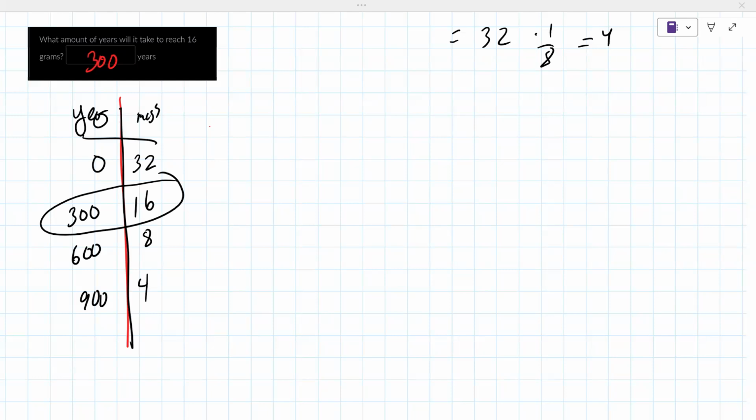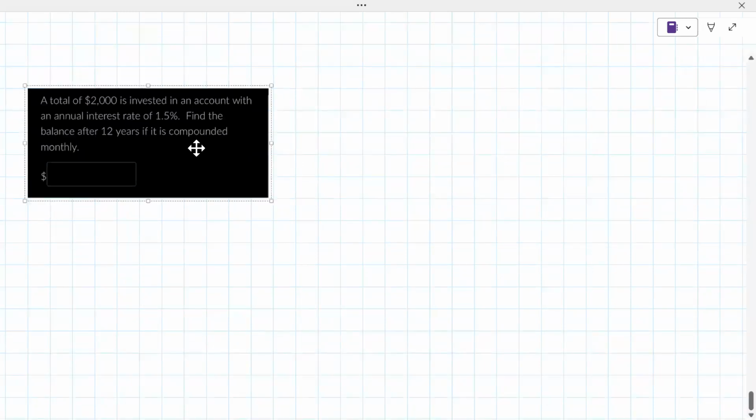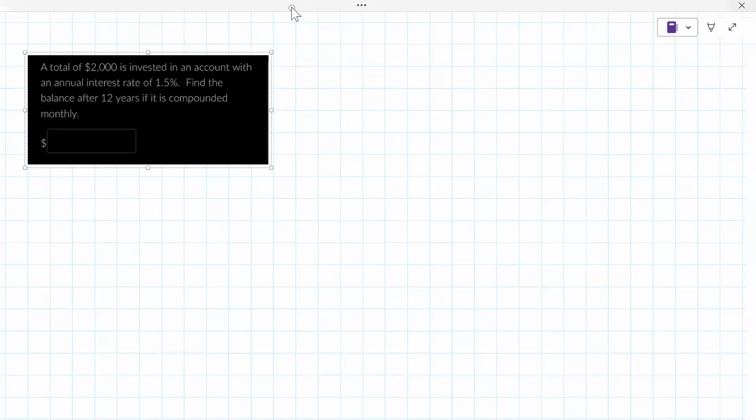Okay. We're on to number 10. 10 is definitely a calculator question. We'll do this. All right, so total of $2,000 invested in account, interest rate of 1.5%. Find the balance after 12 years compounded monthly.